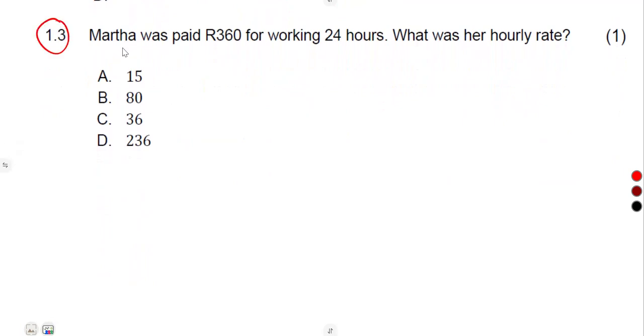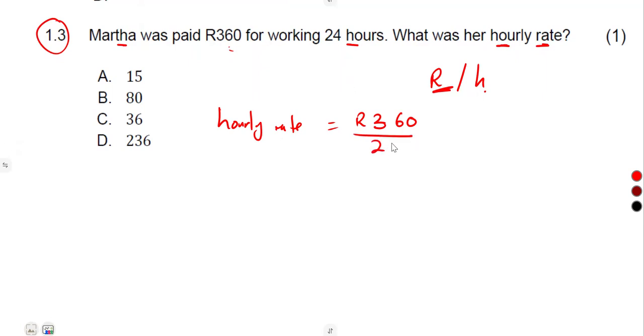On 1.3, Martha was paid 360 rand for working 24 hours. What was her hourly rate? The hourly rate is what you are being paid per hour. So that simply means what you are being paid, 360 rand, over 24 hours.